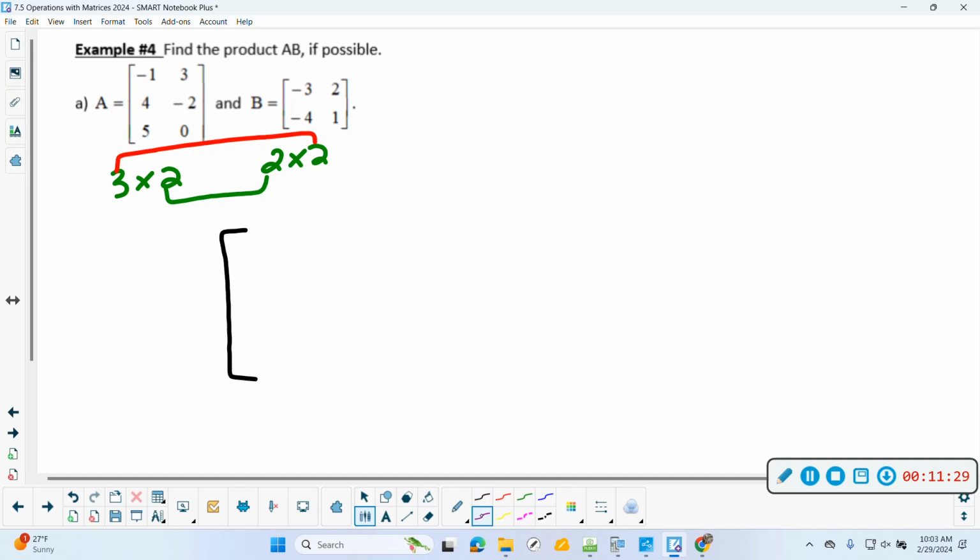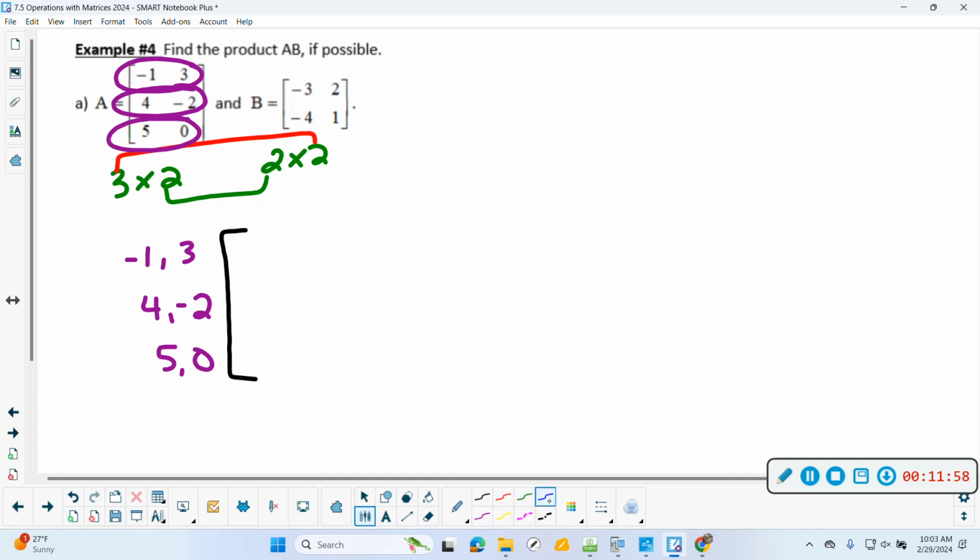All right, remember, we are using the row column rule. So it is the rows of A first. The first thing I'm going to do is jot those numbers down on the outside of my matrix so you know how I'm organizing everything. So I've got -1 and 3 in the first row, I'm just putting a comma between them to separate them, 4 and -2 in the middle row, 5 and 0.